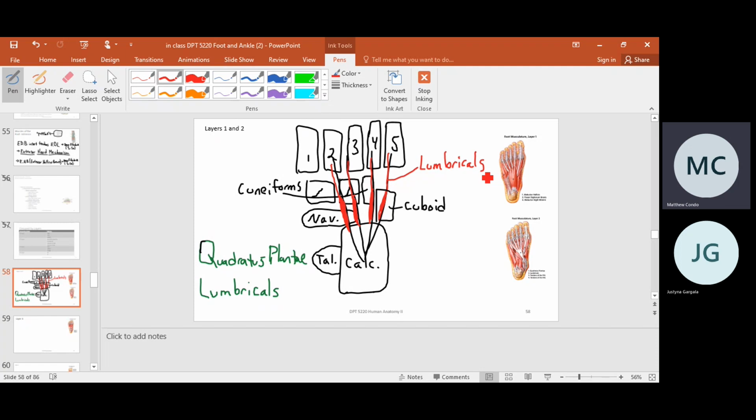Now, the other muscle we're going to encounter here in the second layer is this Quadratus Plantae. Quadratus Plantae is the square muscle of the foot. This is another muscle that's going to attach into the FDL tendon, the flexor digitorum longus tendon. It's going to come off of the calcaneus, but then it just kind of lives down here and attaches right into that FDL tendon.